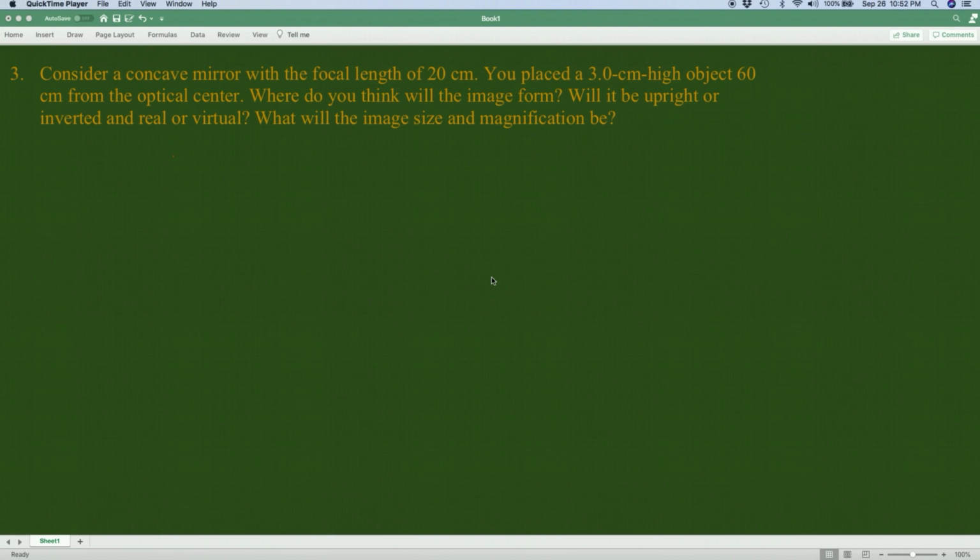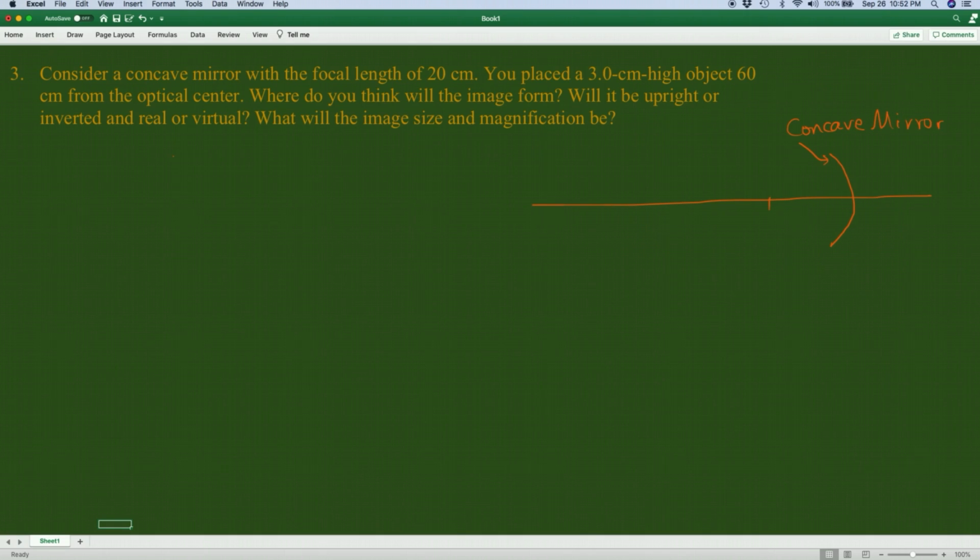Okay, let's look at another problem. This is number 3 from worksheet 4. In this problem, we are given a concave mirror with a focal length of 20 centimeters. So let me draw a concave mirror. The concave mirror has the reflecting surface on the inner part. So that's the reflecting surface, and that's the concave mirror. And its focal length is 20 centimeters.